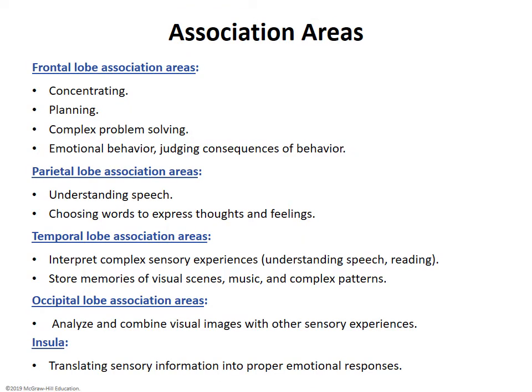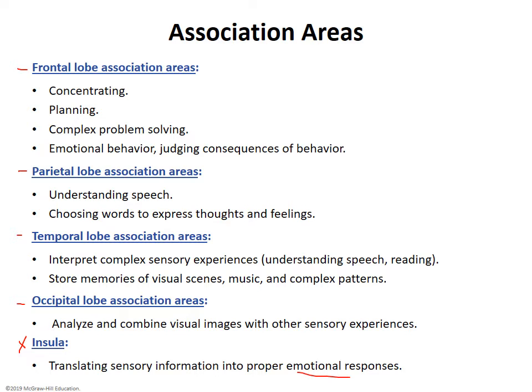So, association areas. Now, we're going to look at the four lobes. I'm not worried about the insula. While it could be important, I'm not really worried about it. We're going to talk about the emotional part in a different area.